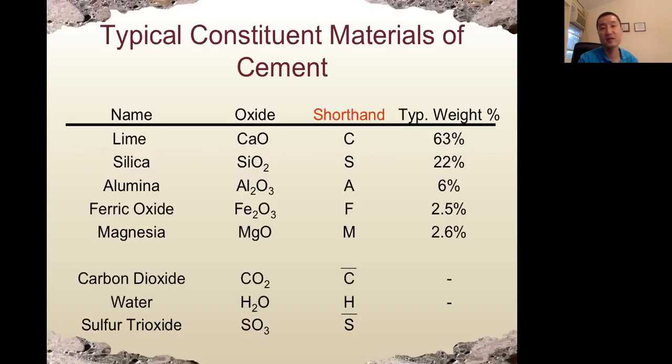Right. So this slide is coming from last time, showing us the typical constituent materials or the oxides in Portland cement. Here it shows the major oxides, such as lime, silica, alumina, ferric oxide, and some other minor minerals. Remember the shorthand. C is for calcium oxide, S is for silica oxide.